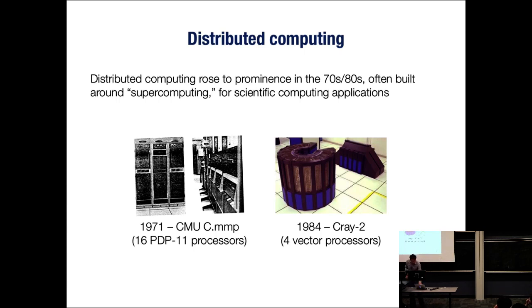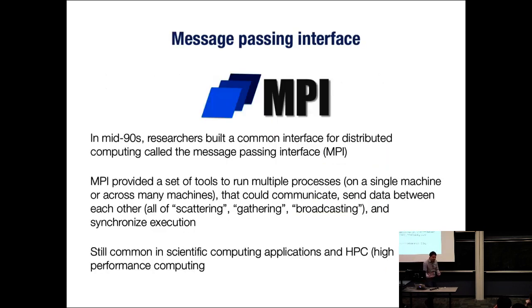And so kind of based around this community, which is kind of generating data, generating simulation results, there evolved in the 90s sort of this consensus that people were developing a lot of similar ways of communicating and executing multiple processes in parallel in these large computers. And so in the mid-90s, people built a common interface called the Message Passing Interface, or MPI. And MPI is essentially a set of tools that lets you run multiple processes over many different machines, or many cores on a single machine, and it provides ways of communicating between these processes.